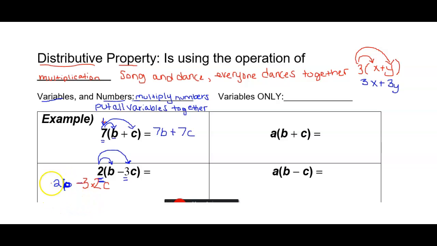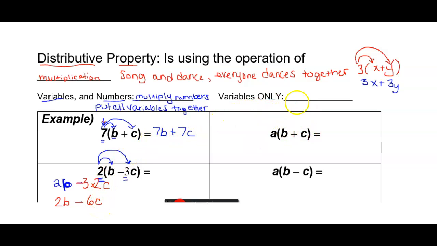So I want to simplify it. Well, 2b is just going to be 2b. Okay. And this would be minus, well, 3 times 2 is 6. So this is going to be a negative 6 or a minus 6c. Okay, pay attention to that.